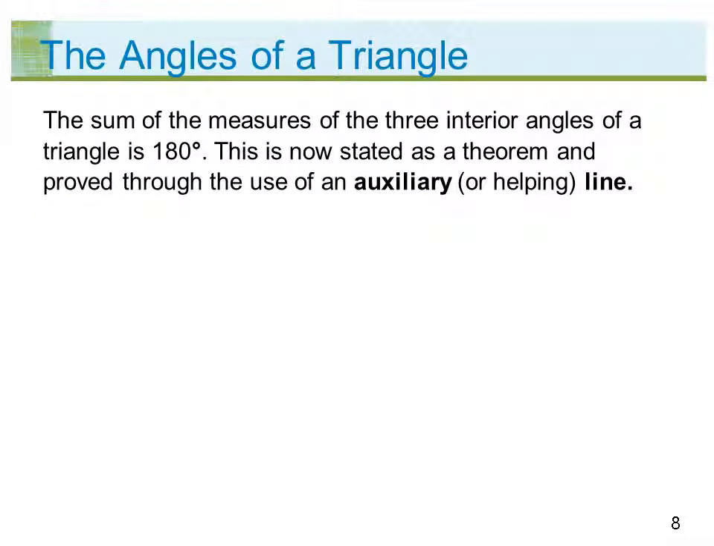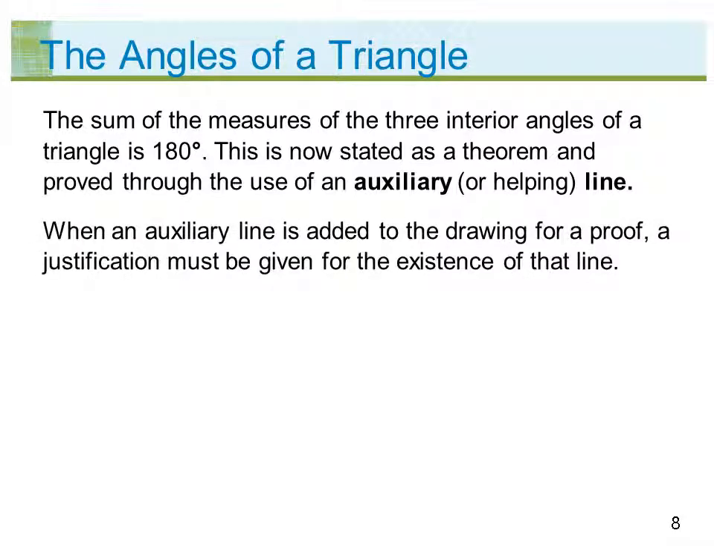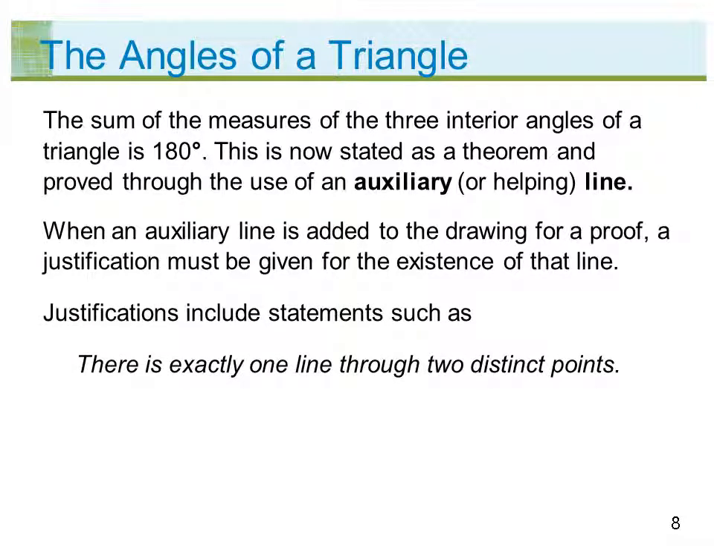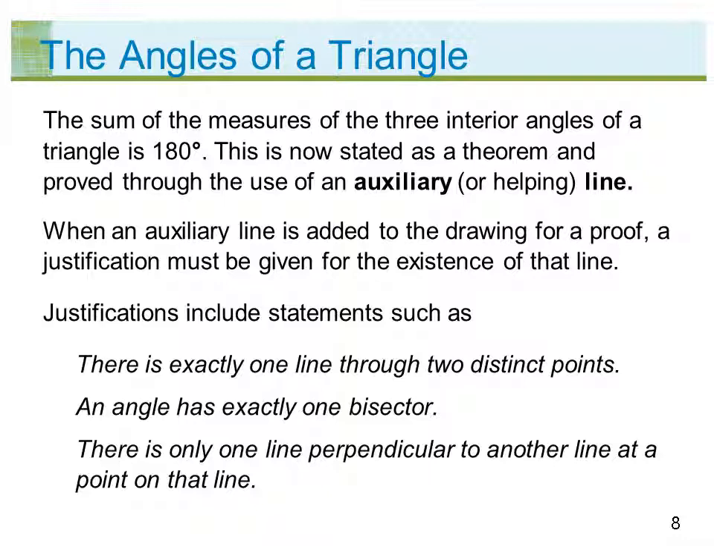The sum of the measures of the three interior angles of a triangle is 180 degrees. This is now stated as a theorem and proved through the use of an auxiliary or helping line. When an auxiliary line is added to the drawing for a proof, a justification must be given for the existence of that line. Justifications include statements such as: there is exactly one line through two distinct points, an angle has exactly one bisector, there is only one line perpendicular to another line at a point on that line.